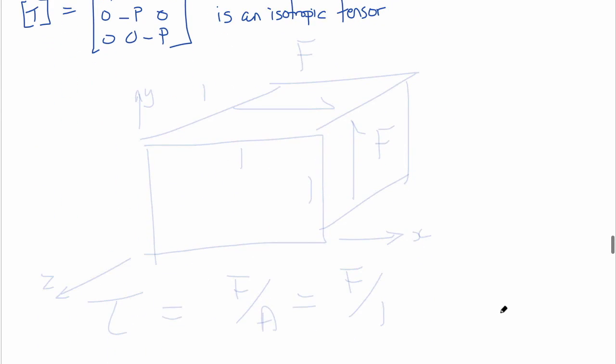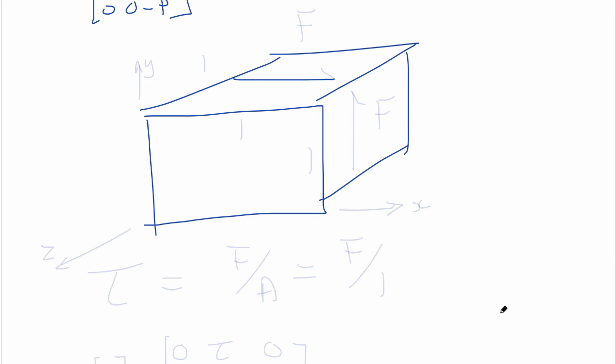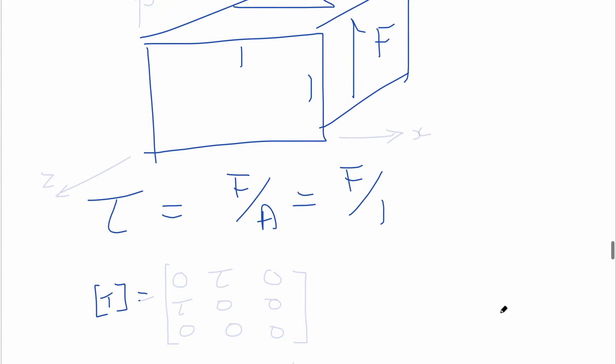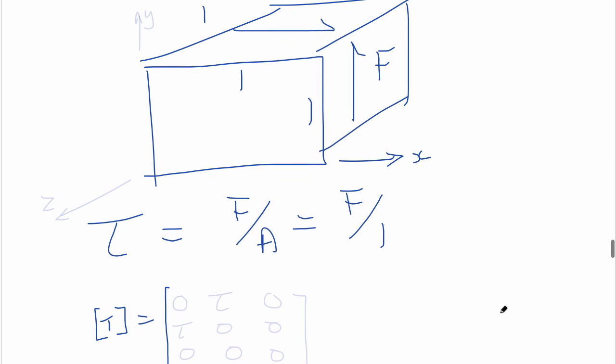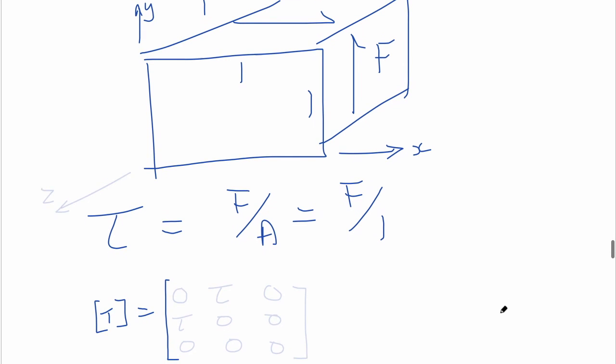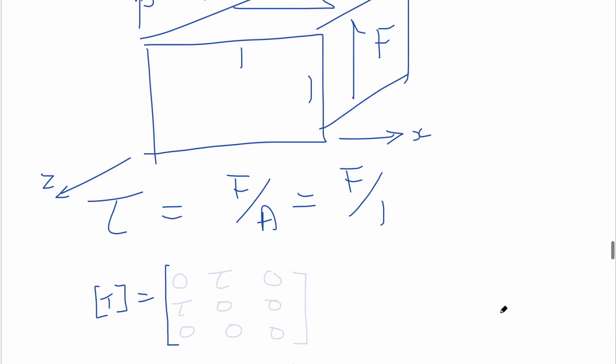In this example, let's imagine we have a unit cube with lengths 1 in each direction and shear tractions F acting on the Y face in the X direction and on the X face in the Y direction. So these define shear stresses tau xy and tau yx. And you can imagine that to be in equilibrium, there must be equal and opposite shear tractions acting on the opposite faces. So the stress tensor here has no normal stresses and only shear stresses tau.